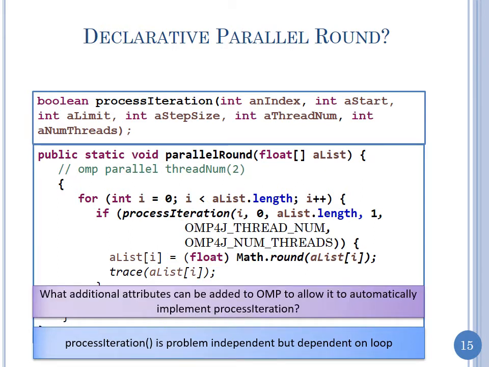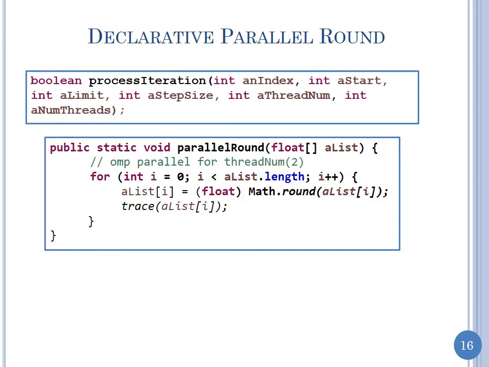What additional attributes can be added to OMP to allow it to automatically implement process iteration? All we've done is assume that the statement being parallelized is a for. We're going to tie this to a loop rather than to a list. This way we can divide, and this way we are more general. We can replace a list with a map. Maybe we needn't have lists. We might be just computing a factorial. So we don't have to bind ourselves to an array or list.